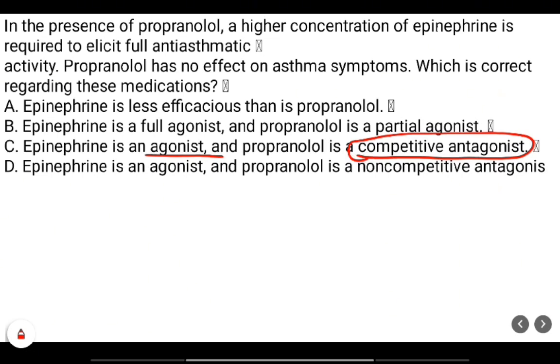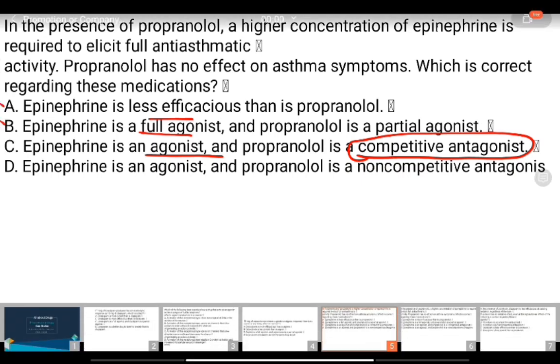Now, if we have a look at the option D, even very high concentrations of epinephrine would not be able to elicit a maximal effect in the presence of propranolol, because propranolol has no effect by itself, and A and B are also not correct. So option C is the correct answer.